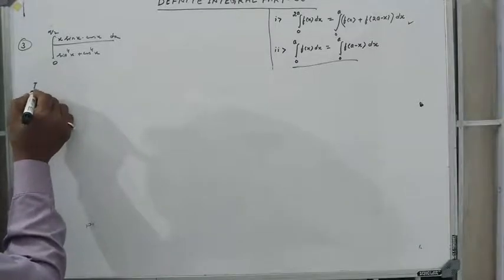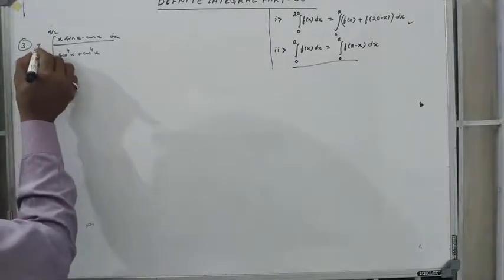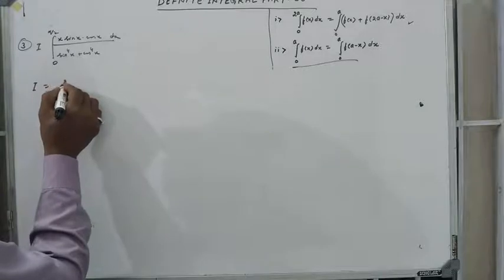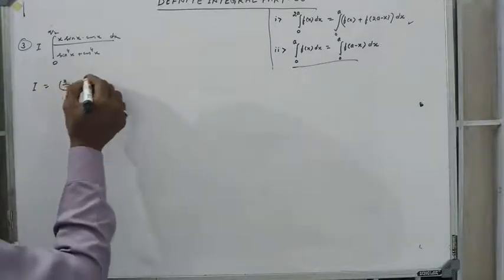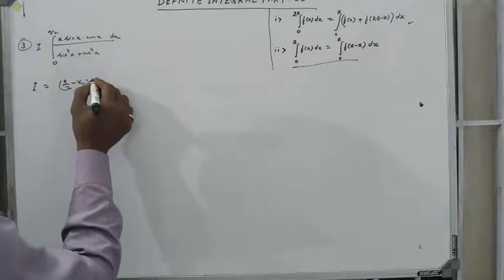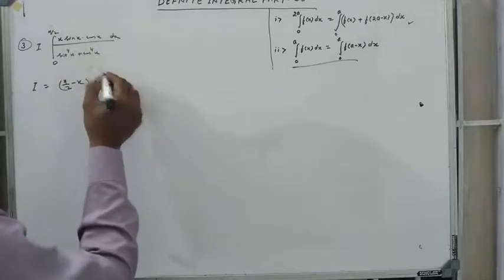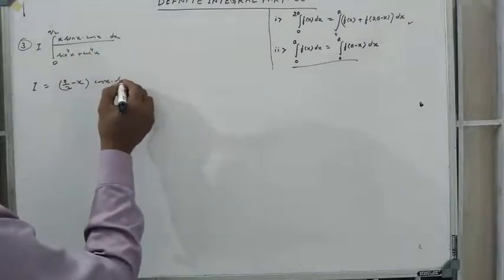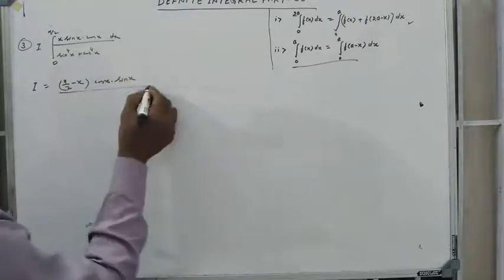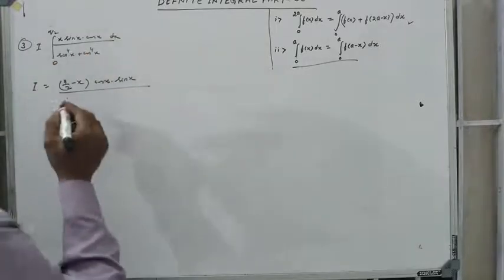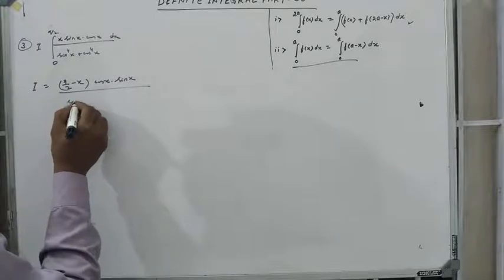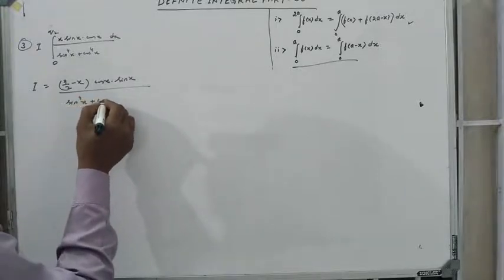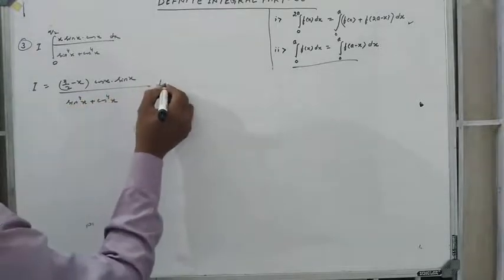So I is equal to, replacing x by pi by 2 minus x. Here x is replaced by pi by 2 minus x, and sin of pi by 2 minus x is cos x, and cos of pi by 2 minus x is sin x, and the denominator will also remain the same, with cos and sin swapped. So nothing will change, sin 4x plus cos 4x dx.